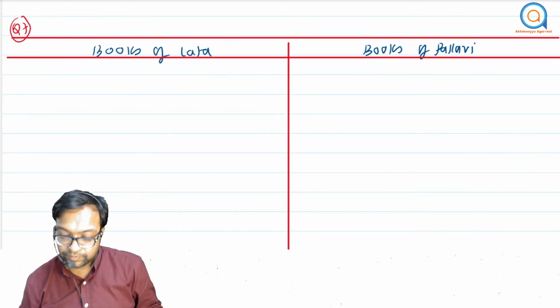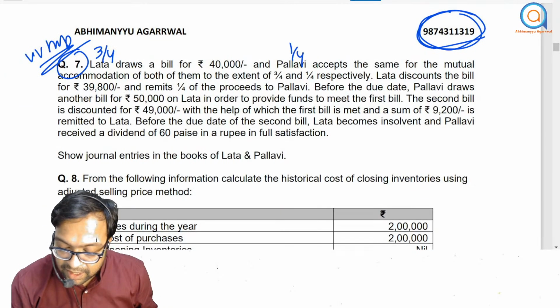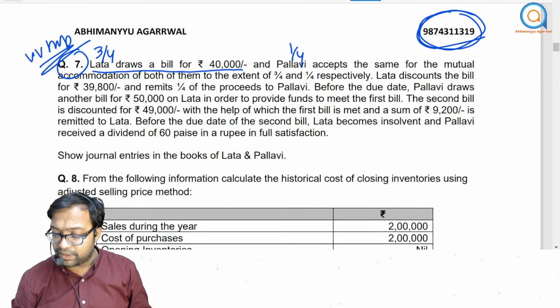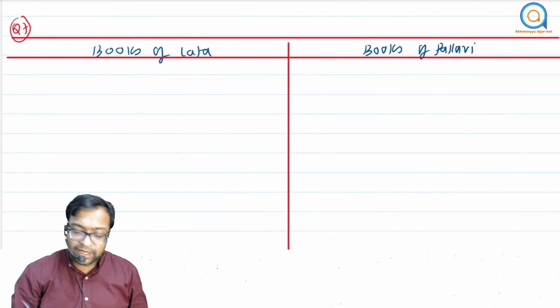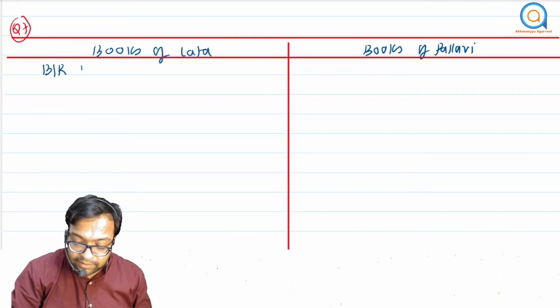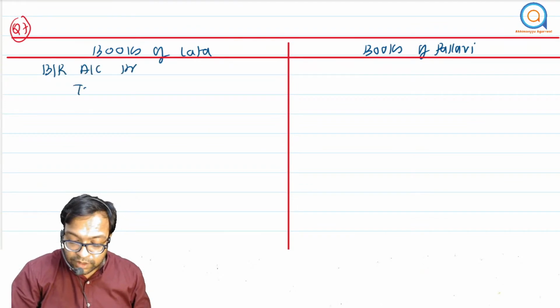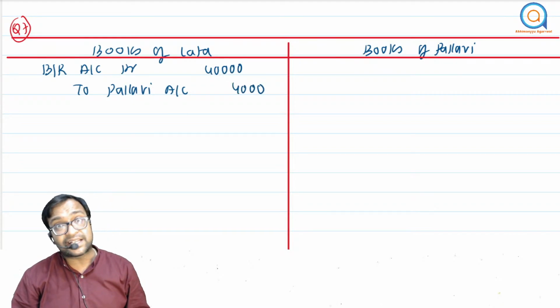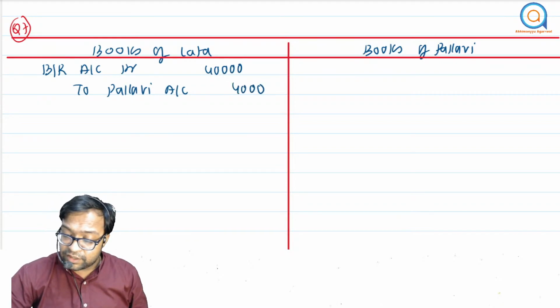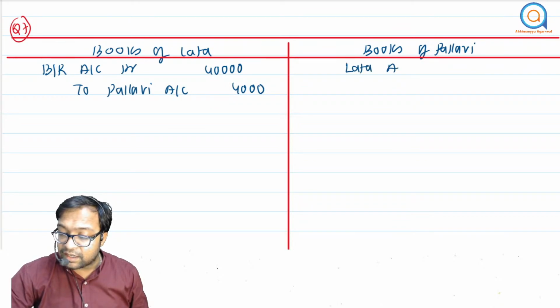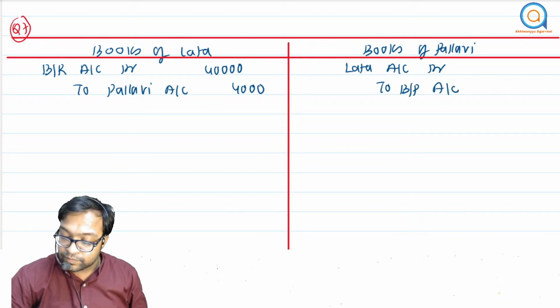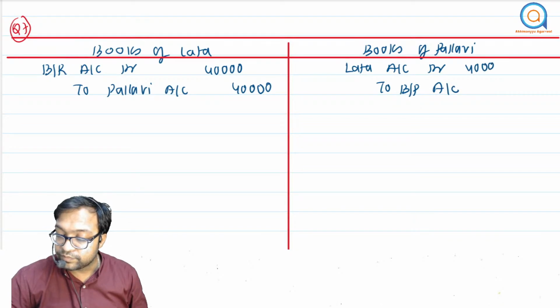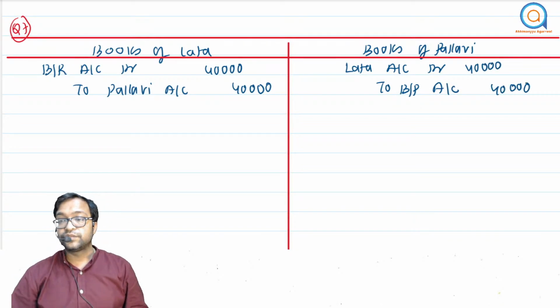Correct? Chalo. Let's start. Lata has drawn a bill of 40,000. So what entry will be made by Lata? Bills receivable account debit to Pallavi. Lata has drawn the bill. And they have said Pallavi has accepted the bill. So Pallavi will do an entry: Lata account debit to bills payable account 40,000. First entry done.